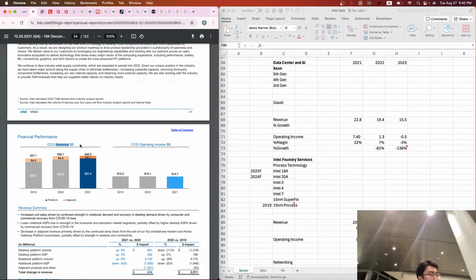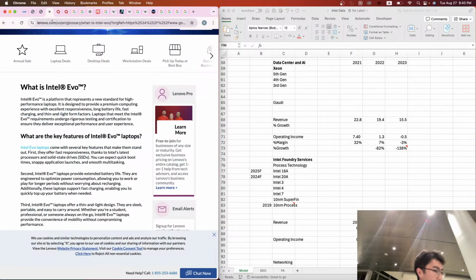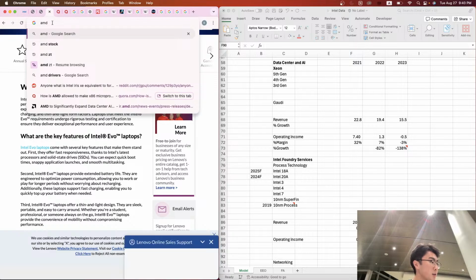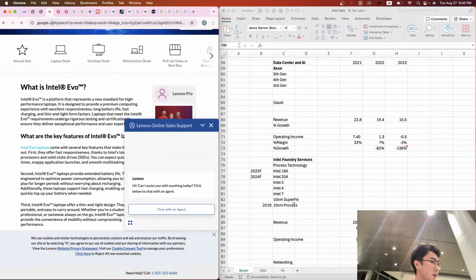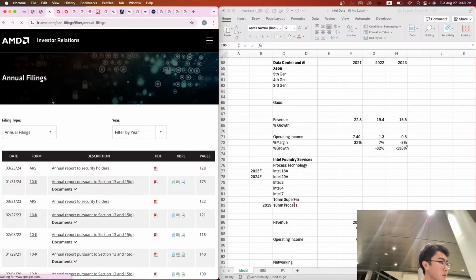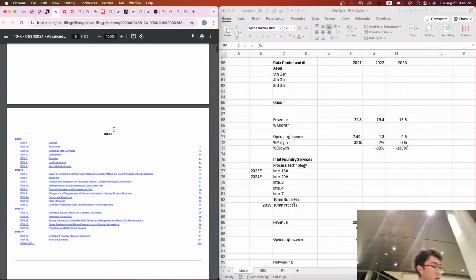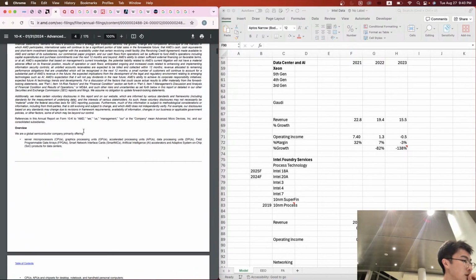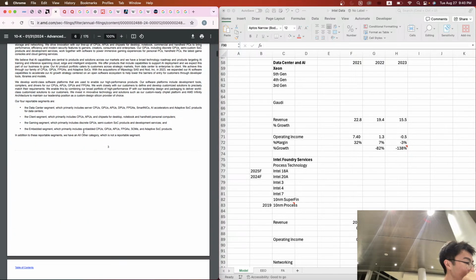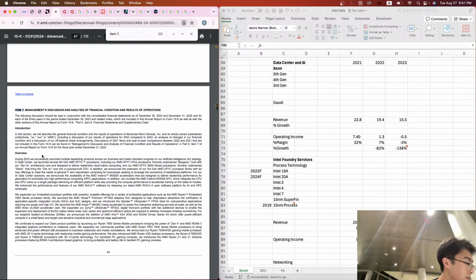CCG revenue. I'm curious what AMD has seen. So if you look at AMD's 10-K, let's see what happens. Let's see what their segments are: data center segment, client, notebook. Okay, let's see if Item 7 can take us to the MD&A.